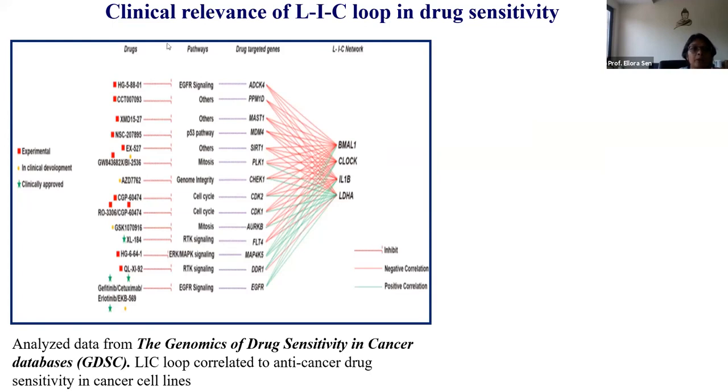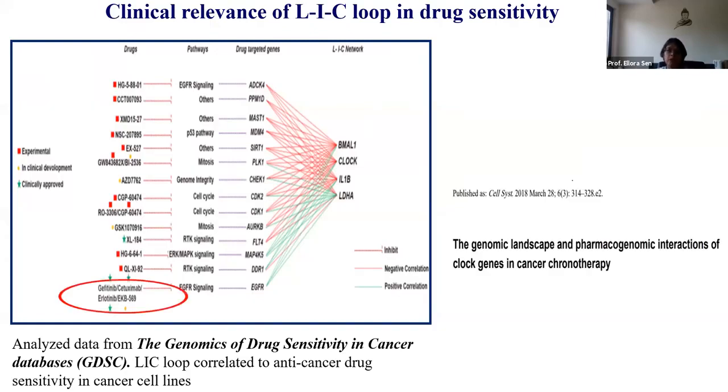So from this correlation, we have come upon how this LIC circuitry can be correlated with pathways, and those pathways are again correlated with drugs that are already approved in the clinic or in the stage of experimental trial. So for our case, we have pinned down gefitinib, because in glioma, EGFR signaling is amplified. Its mutations are very common, and if you inhibit with gefitinib, you not only inhibit the EGFR signaling, but you also affect the LIC circuit. So we were trying to correlate the LIC circuit with drug sensitivity.